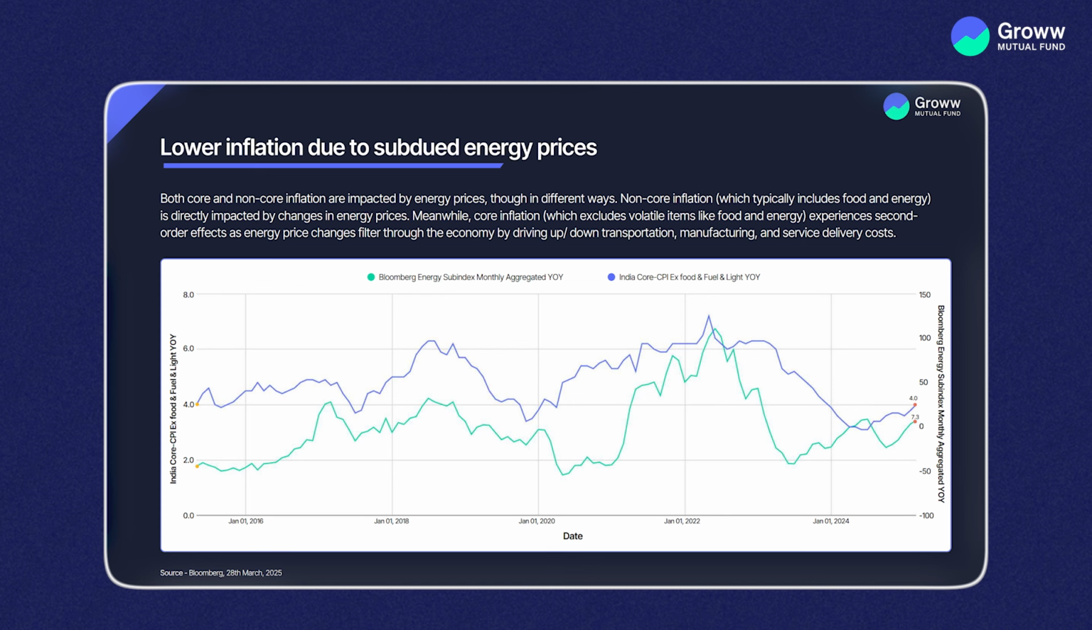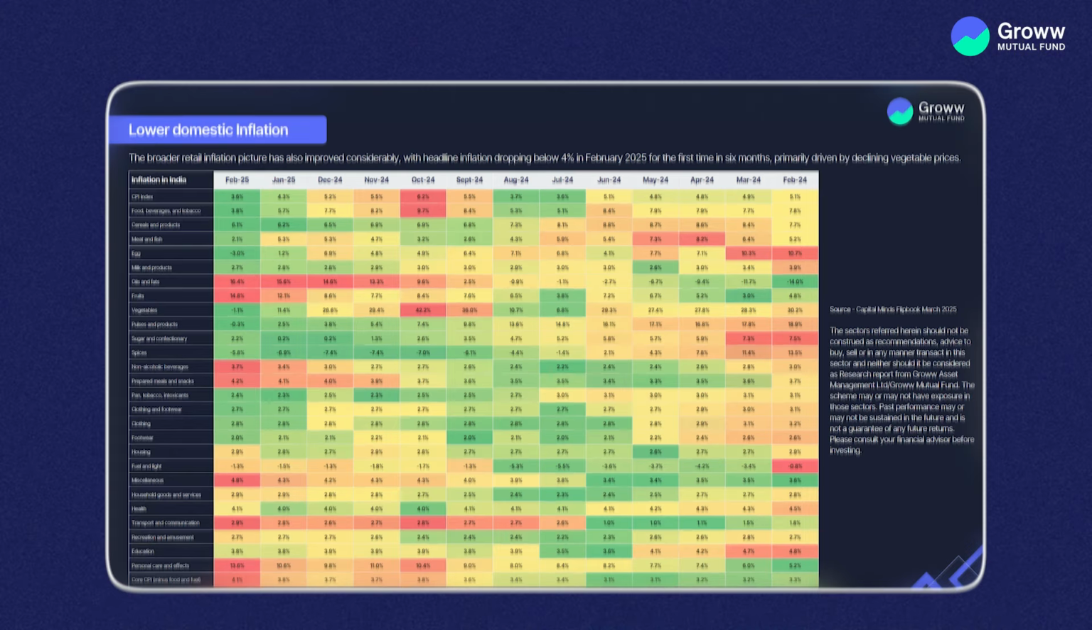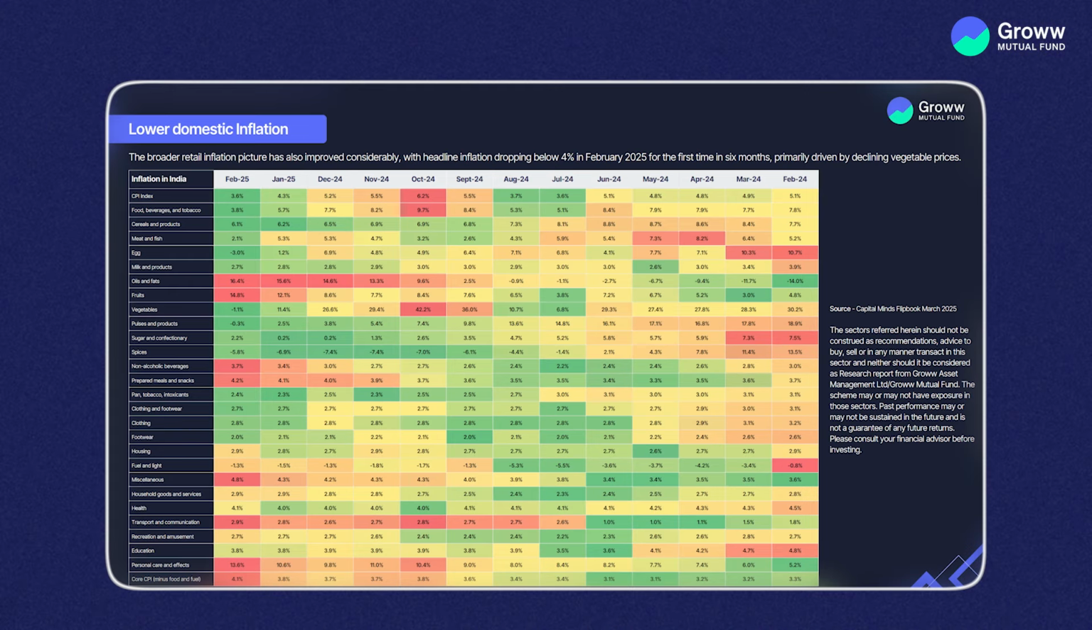And if input costs remain stable or decrease, the output costs, or the prices with which consumers get the products, also remain stable or decrease. So we have seen some downward to stable movement in energy prices, and that helps core inflation to remain stable or move downward. RBI has a target of 4% inflation on a medium term basis, and we have seen core inflation trend towards that, which is the less volatile component.